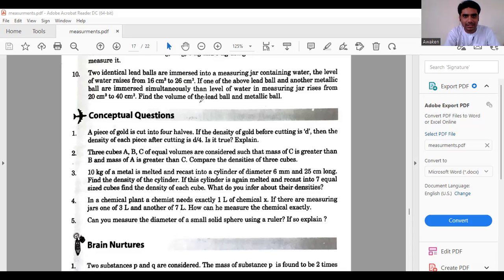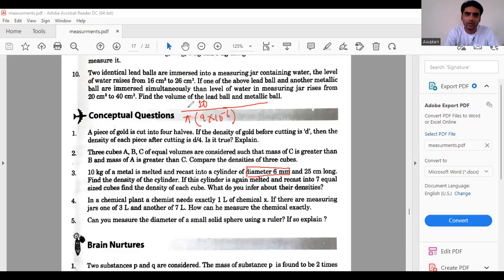So where is mass? It's 10, right? What is the volume? It's pi r square. R is 3 millimeter, right? The diameter is given as 6, so the radius will be 3 millimeter. So it will be 3 into 10 to the power minus 3. If you square it, it will be 9 into 10 to the power minus 6.